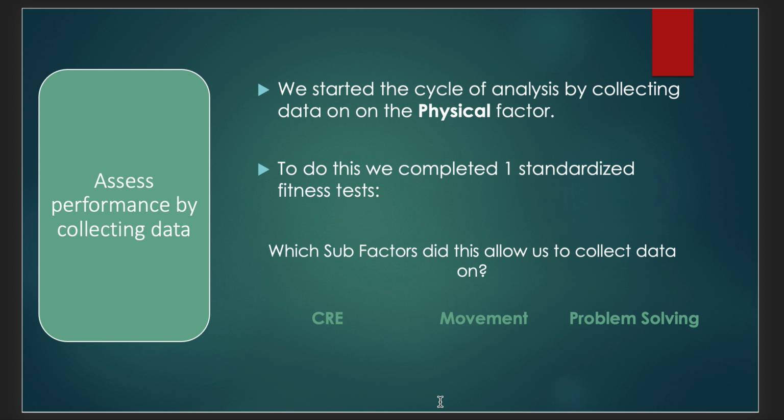So far we have done a fitness block and a softball block. So we're going to start and just have a wee discussion around the fitness block. So the very first thing that we did in the fitness block is we assessed our performance by collecting data. So we started the cycle of analysis by collecting data on a physical factor. To do this, we completed one standardized fitness test. So here's a wee question for you: which sub-factors did this allow us to collect data on? Was it CRE? Was it our movement, or was it our problem solving?